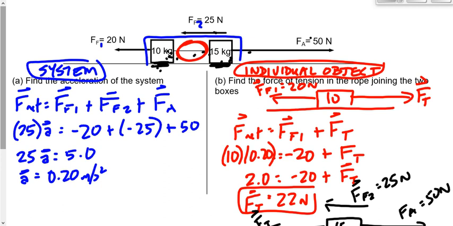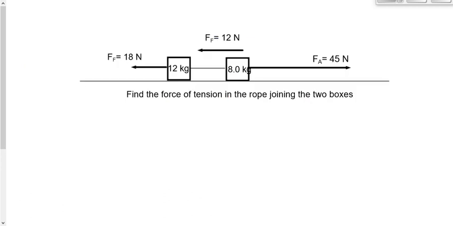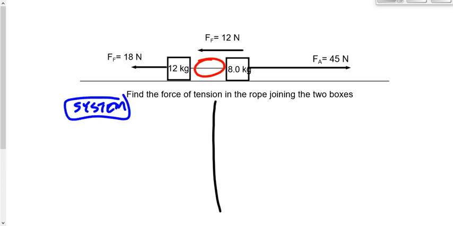All right, I'm going to give you a question to work on here, and that's what we're going to leave it off with today. We want to find the force of tension in the rope joining the 2 boxes. Again, this force in between. I'm not going to guide you through this, but I will give you a quick little reminder, a quick little heads up. You first want to analyze the system, and then after you analyze the system, you want to analyze one individual object.